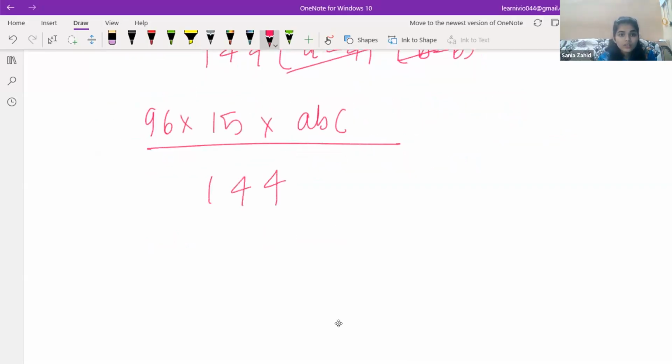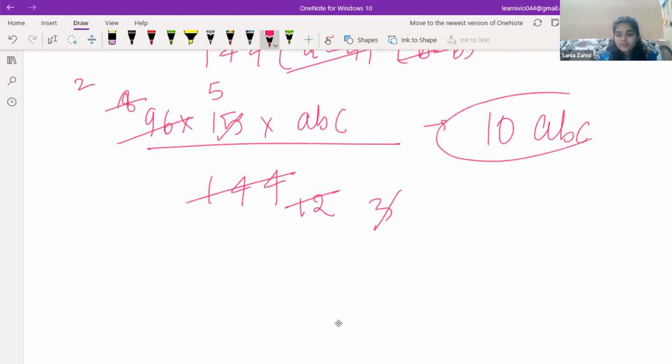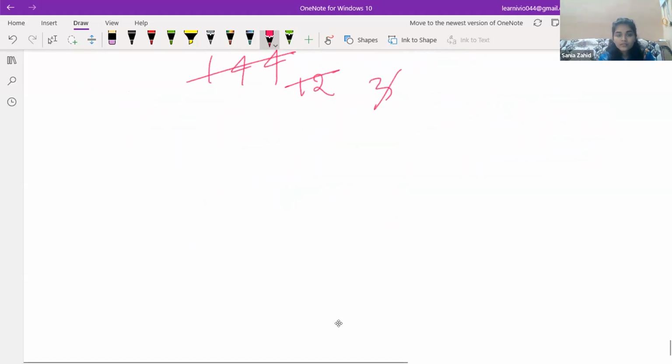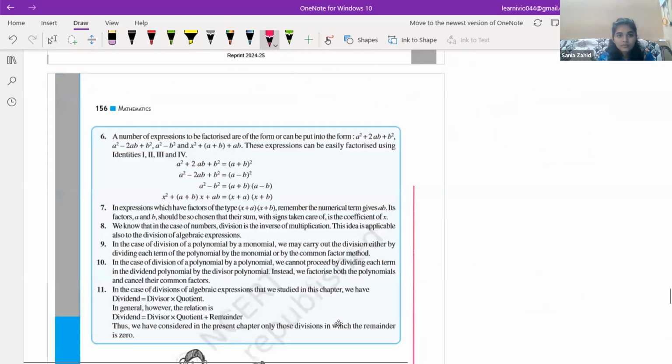So this can be cancelled with 12 into 12, right? 96 is divisible by 12. 8. Yeah, 8. But I get a number as well. Yeah, I get 10abc. Fine. Understood the question? Yes, ma'am.